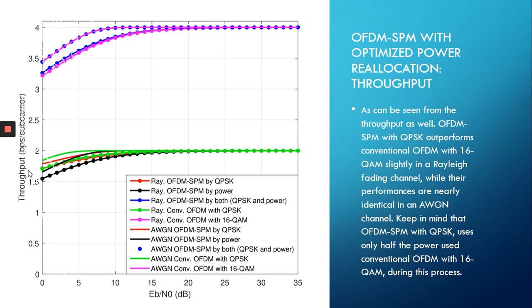Now, when coming to throughput, you'll notice pretty much the same thing. You'll notice that OFDM-SPM, on average, outperforms conventional OFDM much better when comparing both schemes with QPSK. And it saturates at a doubling of the rate. And the performance of conventional OFDM with 16 QAM is almost identical to OFDM-SPM with QPSK symbol modulation, even though, as I mentioned, conventional OFDM with 16 QAM is still using twice the power that OFDM-SPM is using.